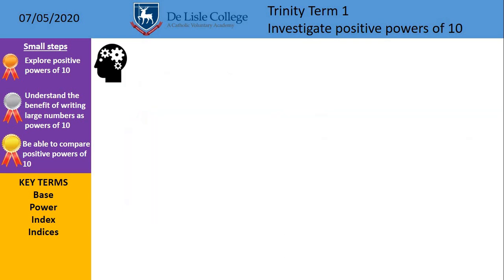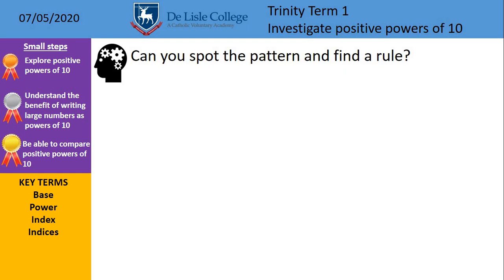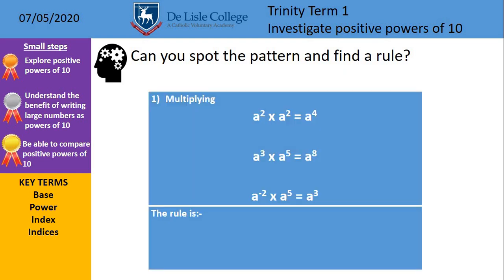Again, I'd like you to copy these down and see if you can find the rule for me. So we're saying a squared times a squared is a to the power of 4. These are all facts, those first 3. They are definitely correct. I want to see if you can find a pattern between those 3 and come up with a rule. Okay, so just give yourselves a minute or 2 and see if you can find that rule for me.